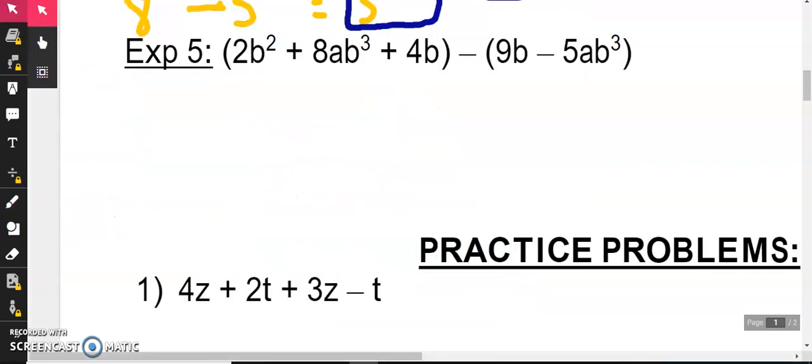So then in our final example, once again, we're going to do the same thing. The only thing that I'm noticing that's different is that we've got some different combinations of variables going on. So remember that in order for it to be like terms, it has to have the exact same variables and the exact same exponents. So the first term that I see is 2b squared. I don't see anything else with a b squared, so that guy's just going to carry down.